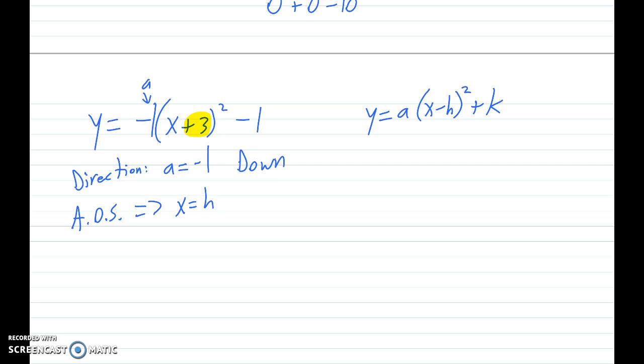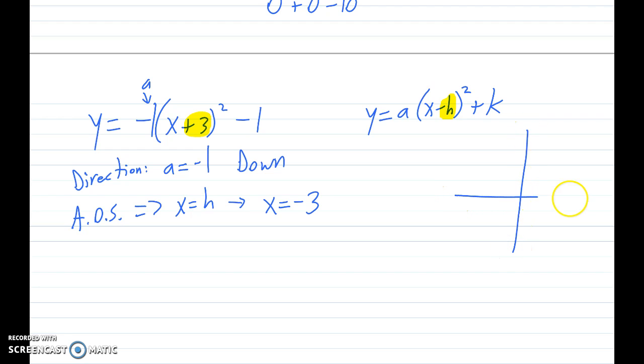Now you'll notice h, in our original equation, is written as minus h, right? So that means I have to take the opposite of what I see. So in here, I see a plus 3. That means my axis of symmetry is actually at x equals negative 3. Another way to think about this is the number that, if I plugged it in, would make this squared part go to 0, right? Negative 3 plus 3 is 0. So there's my axis of symmetry, negative 3.